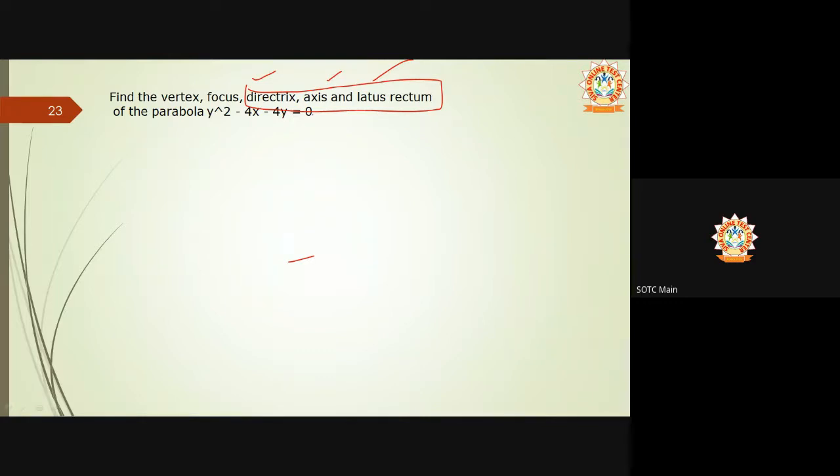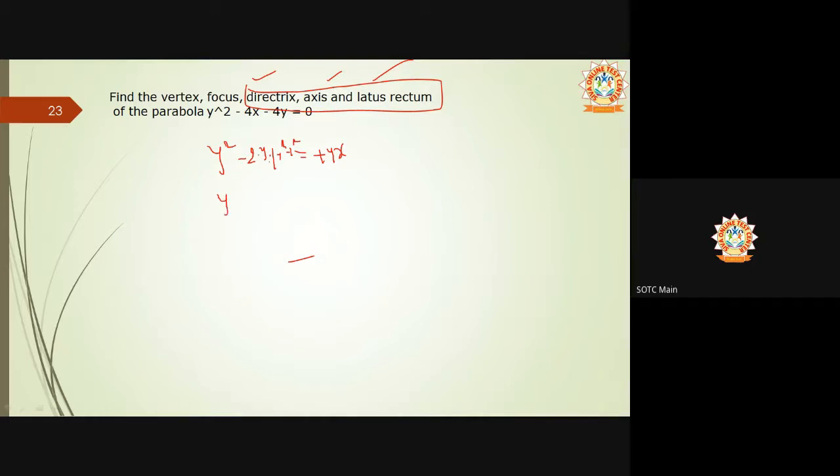So what you need to do in this case? Is it in the standard form? No. If it looks like this, you need to first make it into the standard form. So y square, keep the y term on this side, that is minus 4y, and send everything else to the other side. So it will come plus 4x on that side. Right? Now this minus 4y, how to make it into a perfect square? How do we write 4y? 2 into y into 1 plus 1 square minus 1 square. Right? So now what will it become?